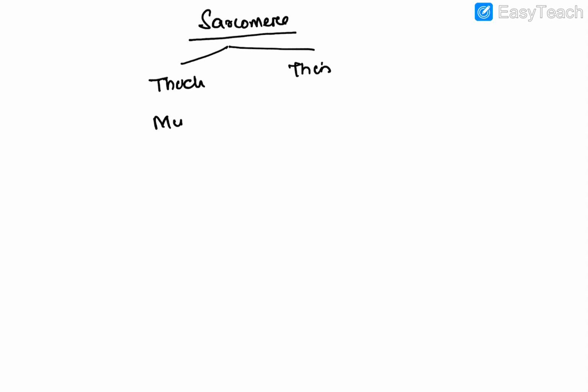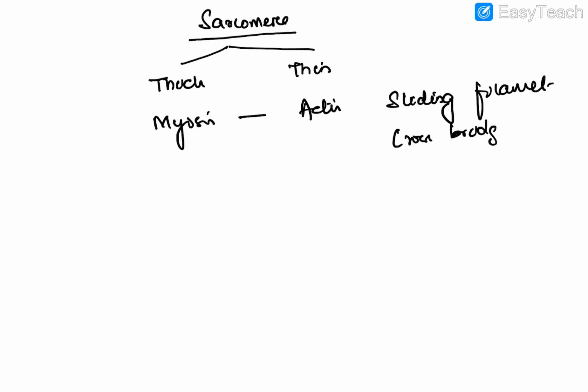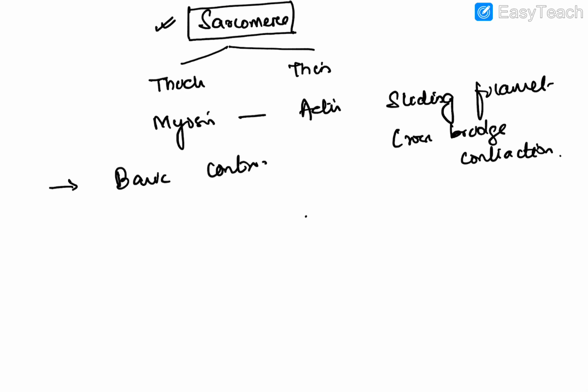The sarcomere, as we have already discussed, has thick filaments and thin filaments. The myosin interacts with the actin via the sliding filament model and the cross bridge contraction model to bring about skeletal muscle contraction. So one of the important terminology is sarcomere, which is the basic contractile unit of the skeletal muscle.